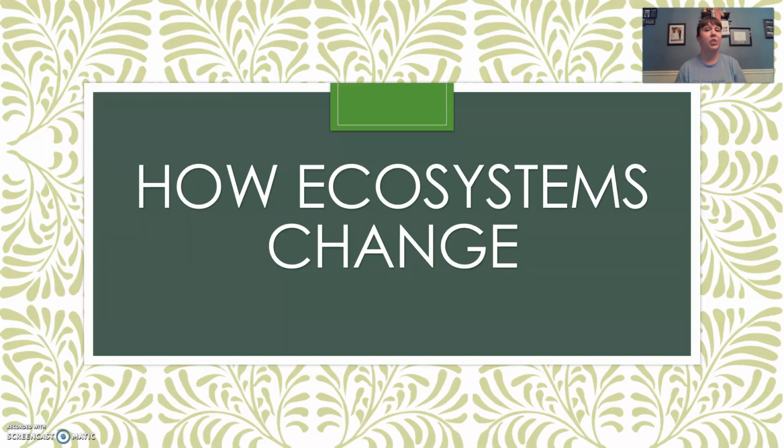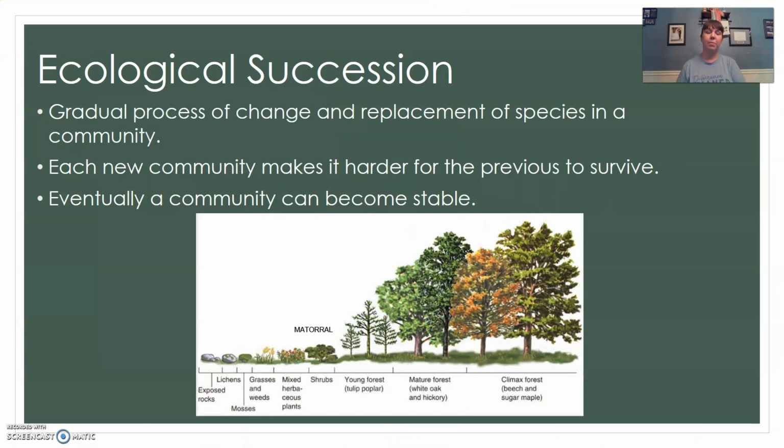Now, habitats can change, ecosystems can change. They don't stay static all the time. And some can be big, giant changes, and then some can be smaller. When a habitat or an ecosystem changes, we undergo what's called ecological succession. So ecological succession is the process of change and replacement. It's changing communities. You can see here in this picture, we started off with just rocks.